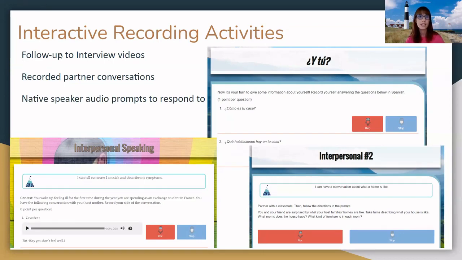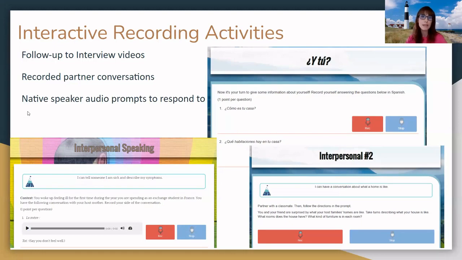So we've got these as follow-ups to interview videos, so students can listen to a native speaker talk about themselves and then record themselves responding to a prompt that's very similar to what they heard discussed in the video, so that they're relating what they heard in the video to themselves and to those people they heard in the video. We also have some recorded partner conversations, so you can pair your students up and say, all right, now you two are going to talk about this, record your conversation. And that way you're listening to 2 students at the same time, having a spontaneous conversation where they're working with each other and getting to know each other. So you can see the evidence of that.